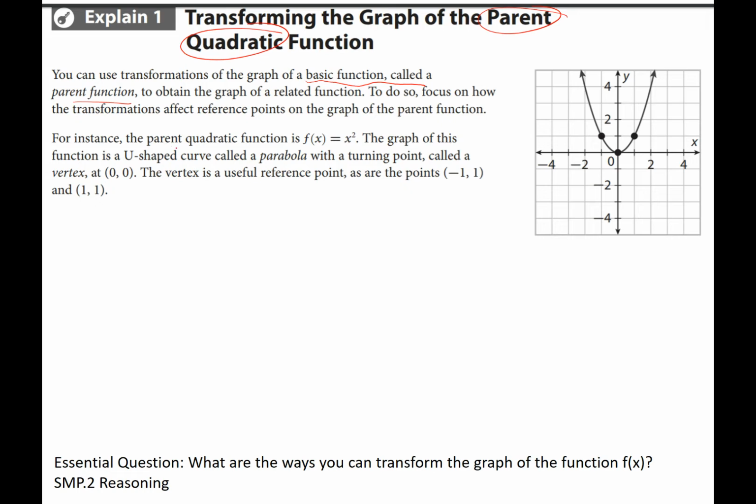So for instance, the parent quadratic function is f of x equals x squared. The graph of this function is a U-shaped curve called a parabola. Probably could underline that definition right there. With a turning point called a vertex. I'd underline turning point called a vertex. And in this case, the vertex is at (0, 0). Some other useful reference points are (-1, 1) and (1, 1). So if we start every graph with those 3 points and we try to transform those 3 points on each graph.